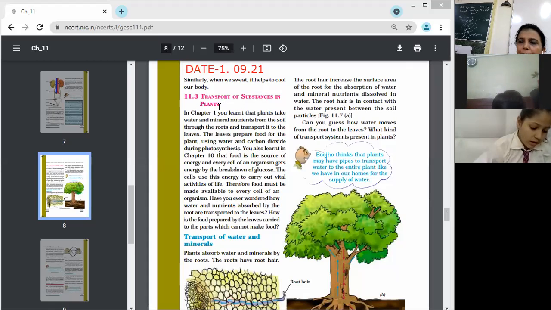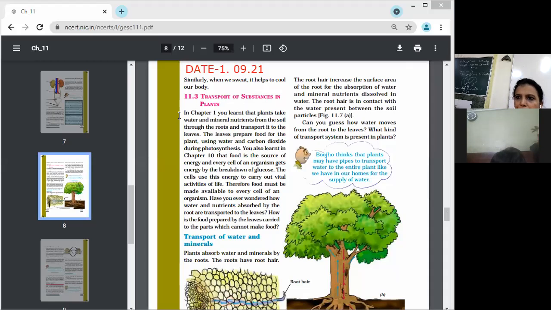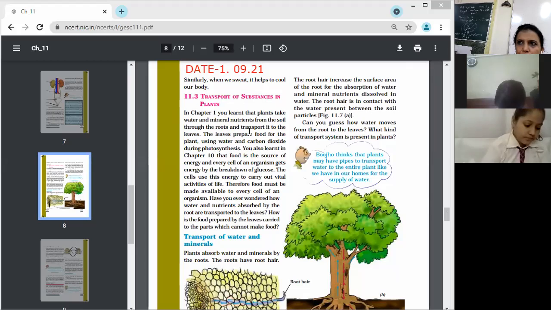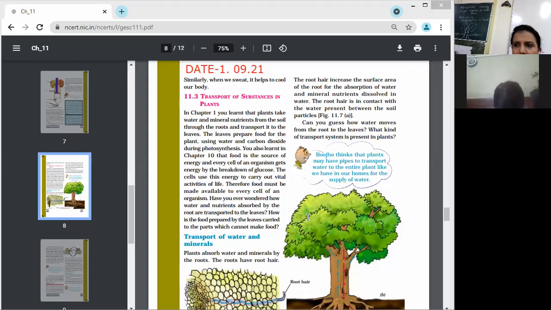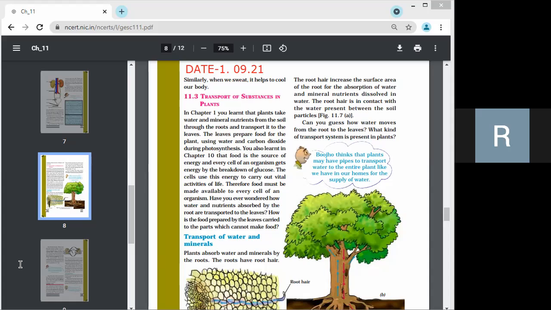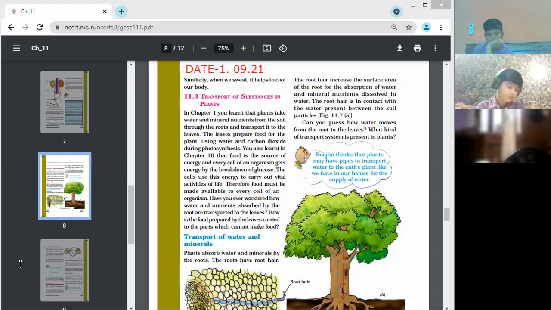Children, we have already read that in our body the blood flows through the arteries and veins, which carry blood to each and every part of the body. In a similar way, in plants, water and minerals are transported. So who is responsible for it? Who is carrying water, minerals and food prepared in the plants? Here we are going to study the transportation system in plants.